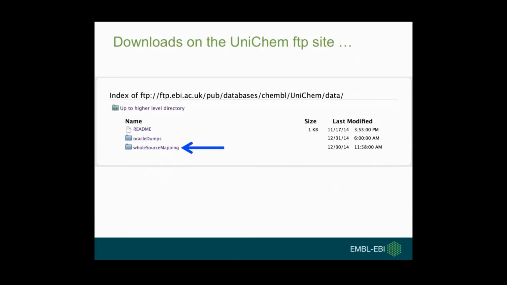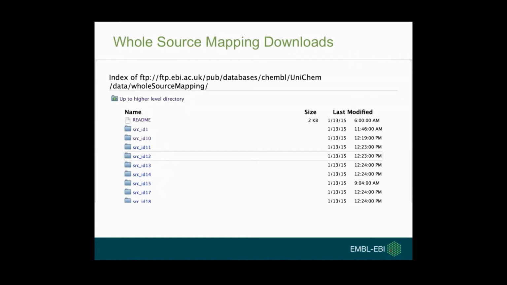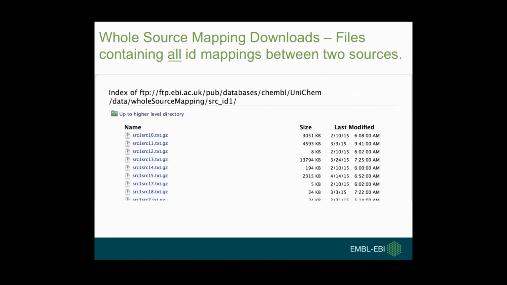If we go now to the whole source mapping directory, if you drill down on this, then you'll see that for each source in UniChem, there is a separate directory. Each source is assigned an ID which is an integer, and you can see here there's a separate directory for each of those sources. If I drill down on one of those, you'll see a series of files which contain the mappings between that source and all other sources within UniChem.